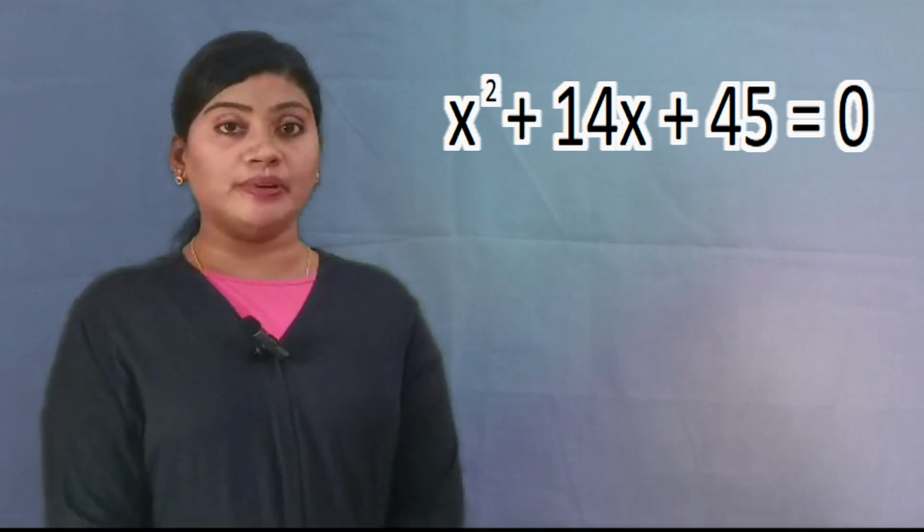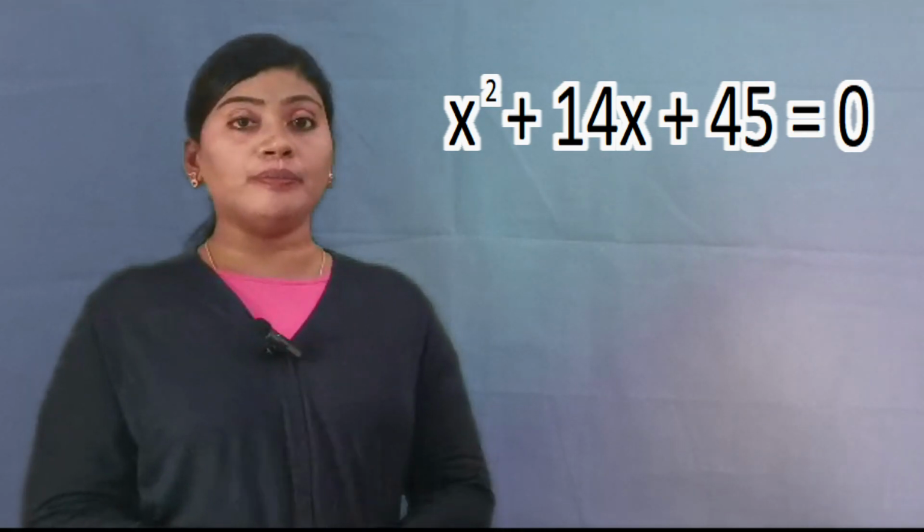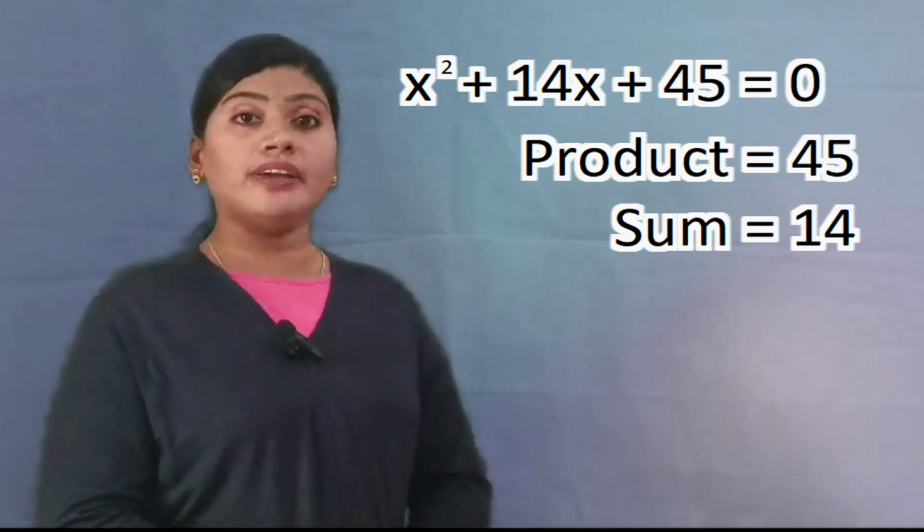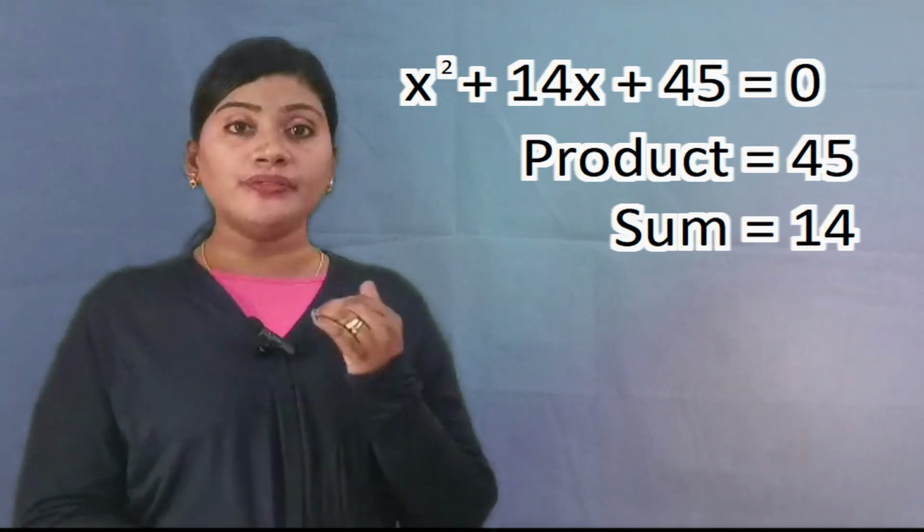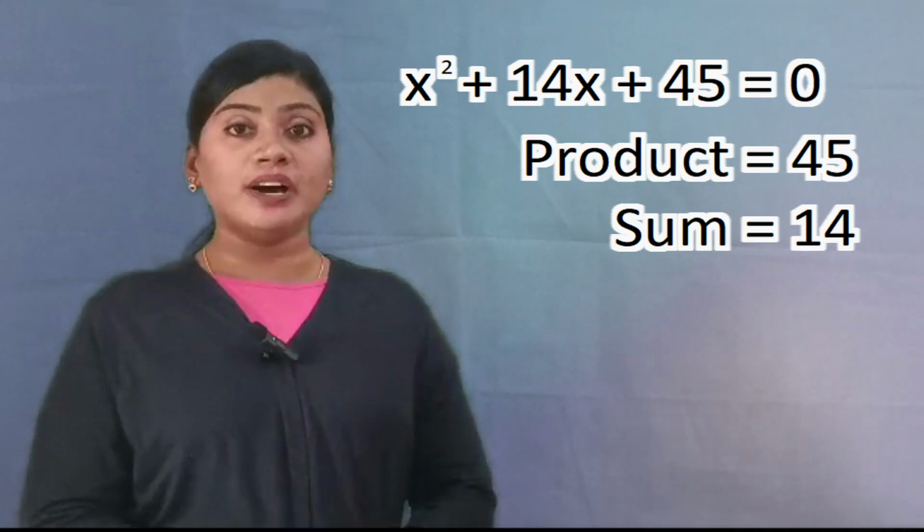Step 3. Find the numbers. We have to find two numbers whose product will be 45 and sum will be 14. For finding these two numbers, first we have to write all the factors of 45.